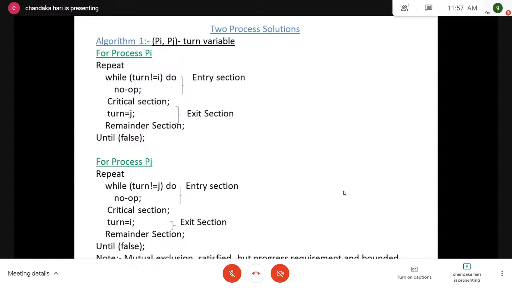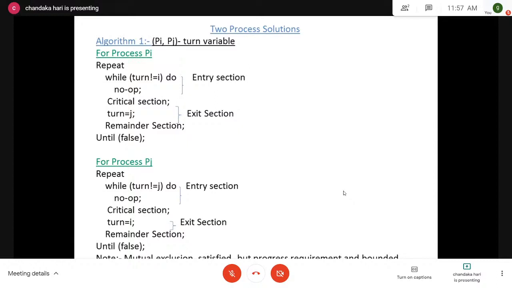Why? Because the maximum number of processes that can be allowed to enter into the critical section is only one process. If Pi is in the critical section, then turn is equal to i, so Pj is not allowed to enter into the critical section. If turn is equal to j, then process Pj is already in the critical section, and process Pi is not allowed. So a simple solution is that if turn is equal to i, process Pi is allowed into the critical section. If turn is equal to j, process Pj is allowed into the critical section.